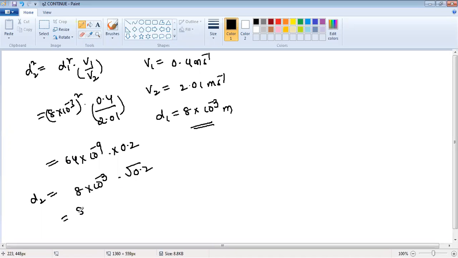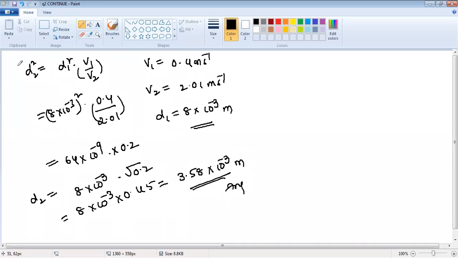0.44. So now 8 into 10 power minus 3 into 0.44 or 45. You can take 4.447, you will get it. You can take the 45. 45, you multiply it by 8 here. We'll get an answer approximately 3.58 into 10 power minus 3 meter. So this is your answer.